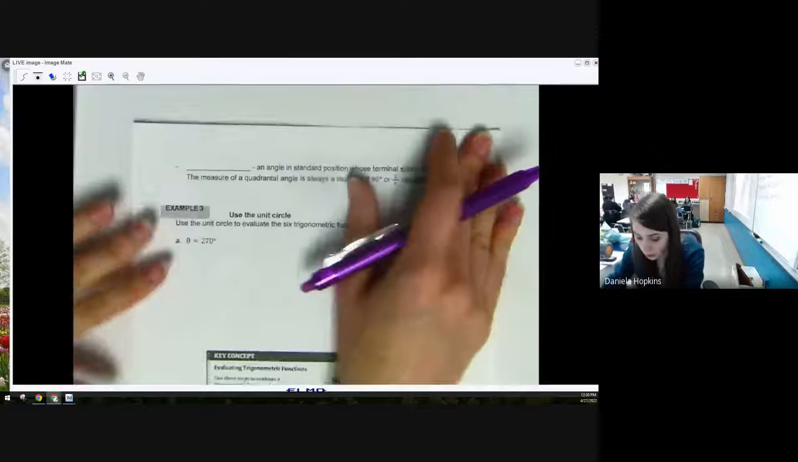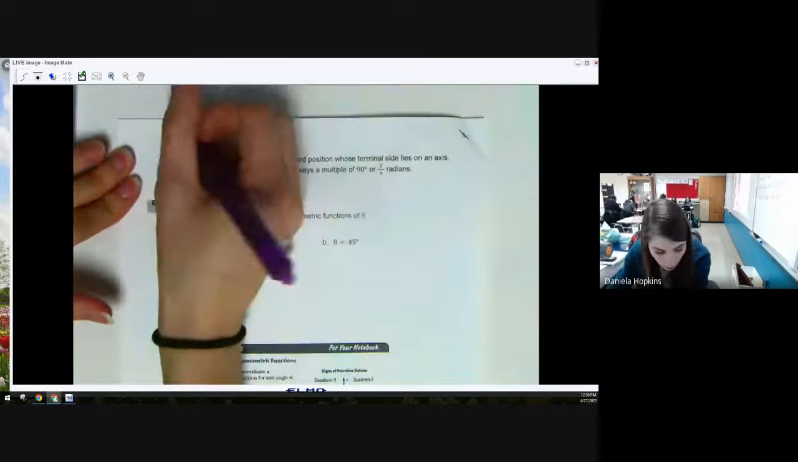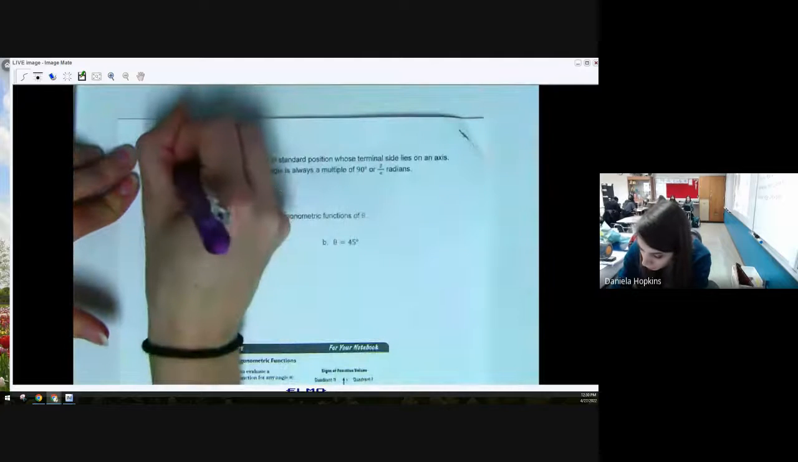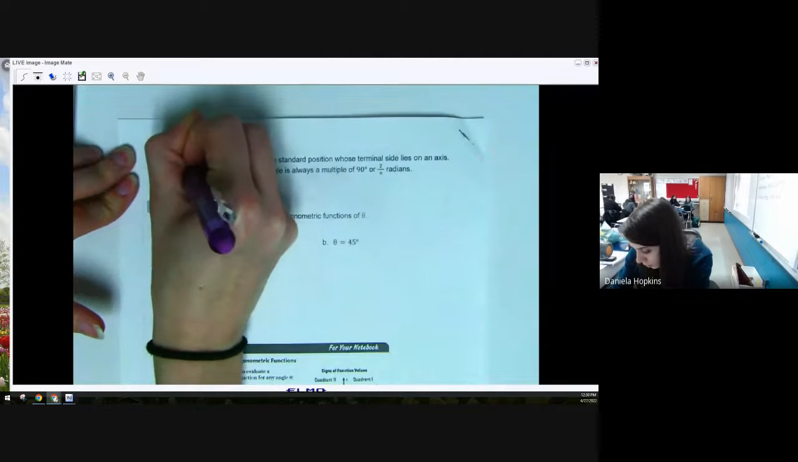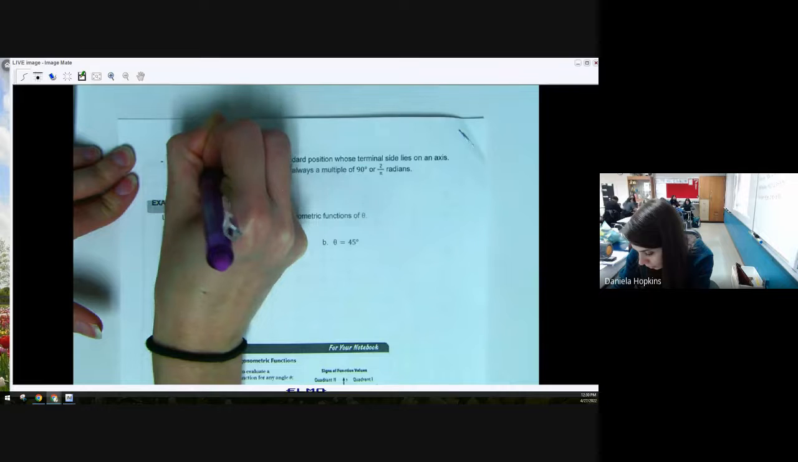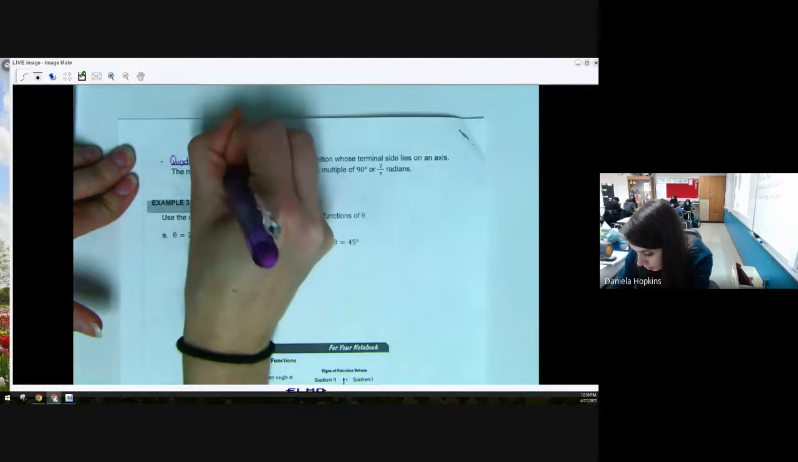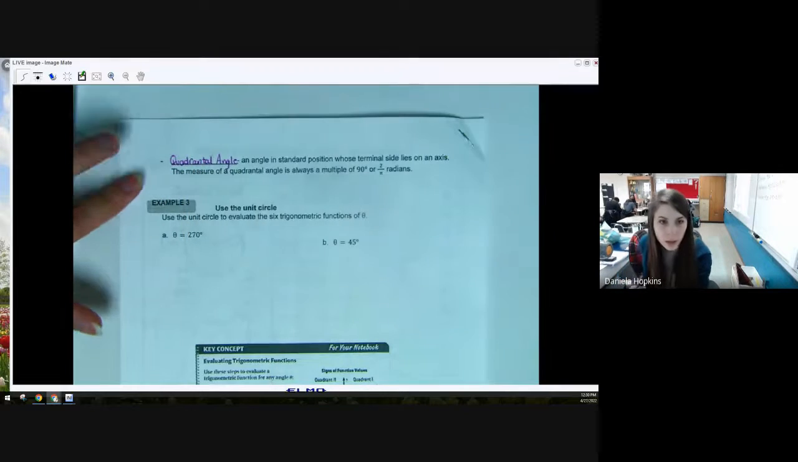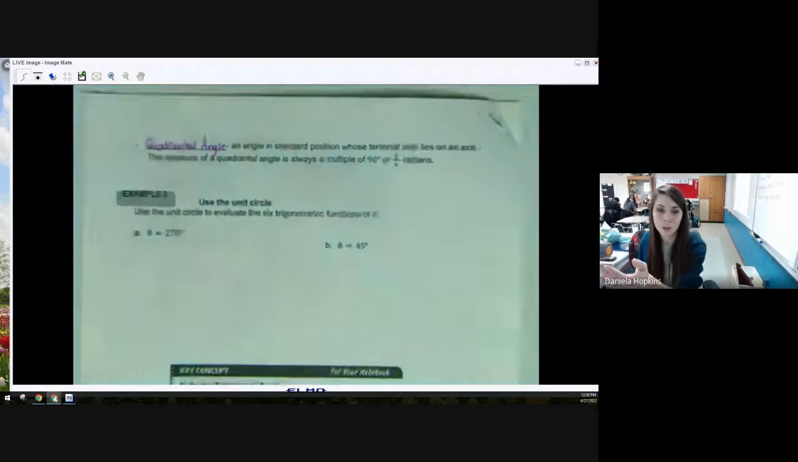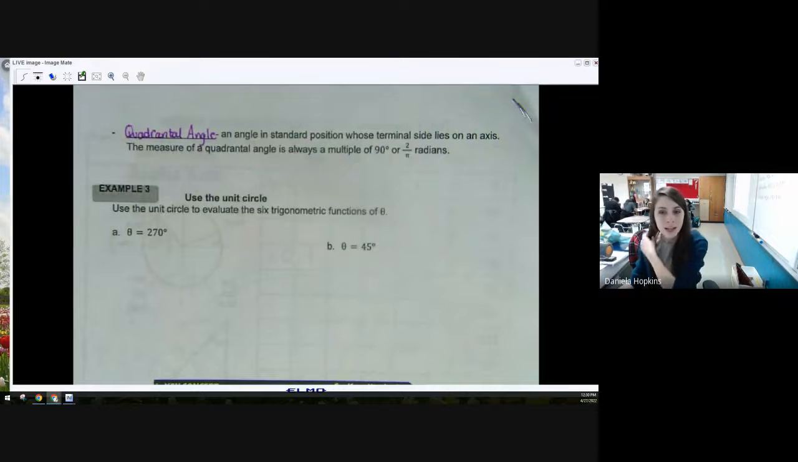Okay, so first of all, there's one weird thing that comes out of these in terms of finding our angles. These are something called quadrantal angles. A quadrantal angle is an angle in standard position whose terminal side lies on an axis. The measure of a quadrantal angle is always a multiple of 90 degrees or π/2 radians.